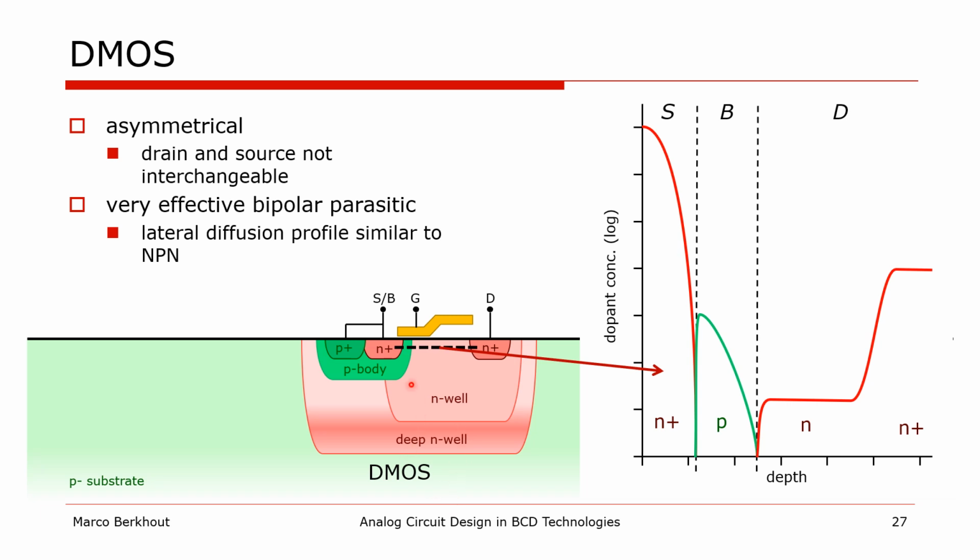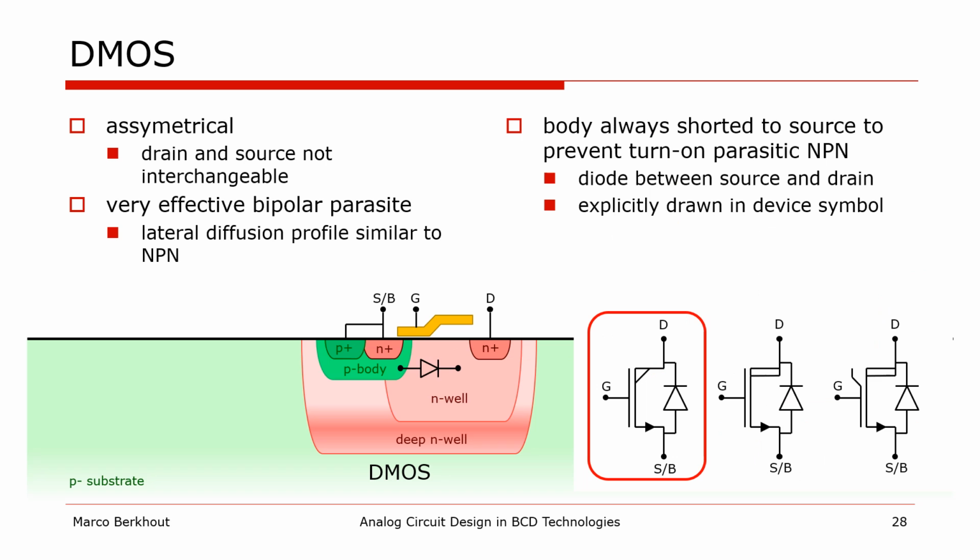Furthermore, when we examine the doping profile in the lateral direction along the dashed line, we see that this is actually very similar to that of the bipolar transistor, and consequently, DMOS devices inherently have a very effective bipolar parasitic. In order to prevent this bipolar parasitic from being activated, the source and body of the DMOS are always shorted together and considered as a single terminal. This means that there is always a diode between the source and the drain.